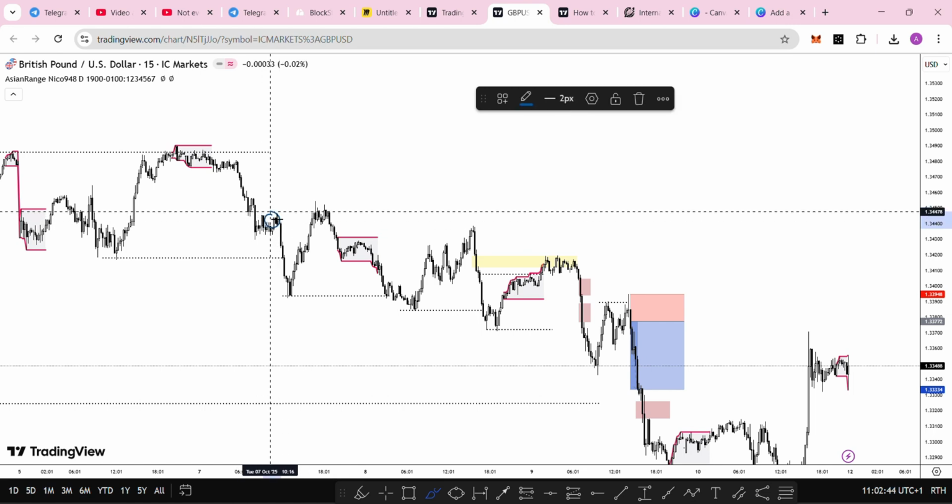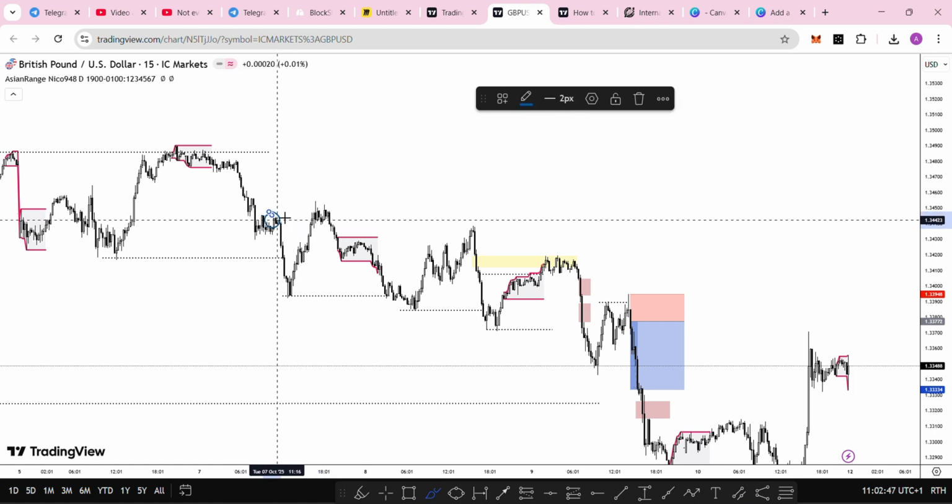All these places are liquidity in the market.